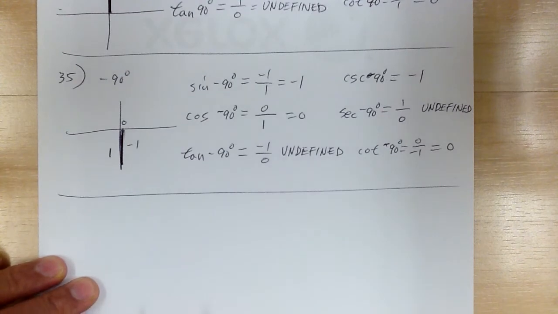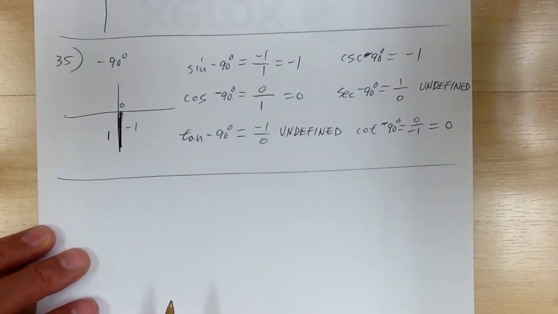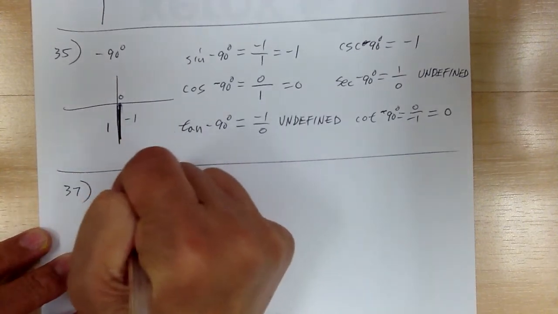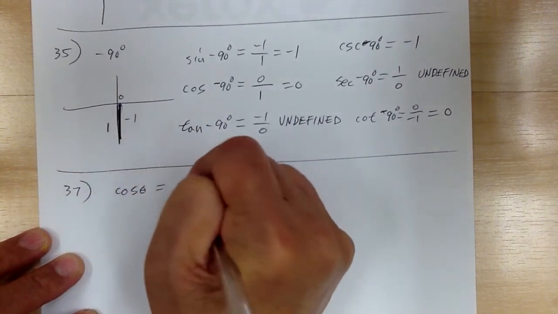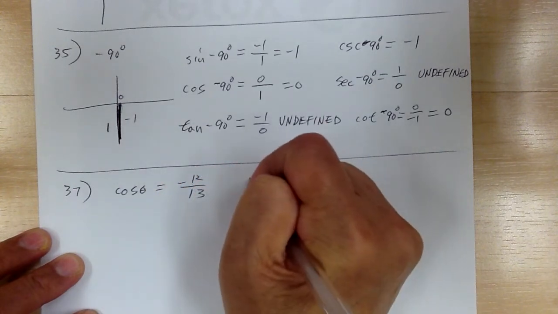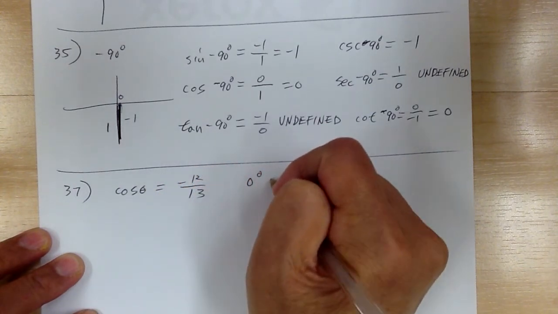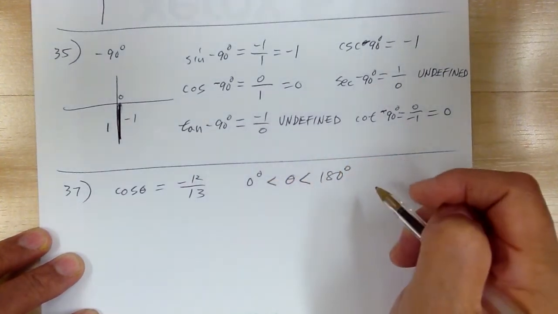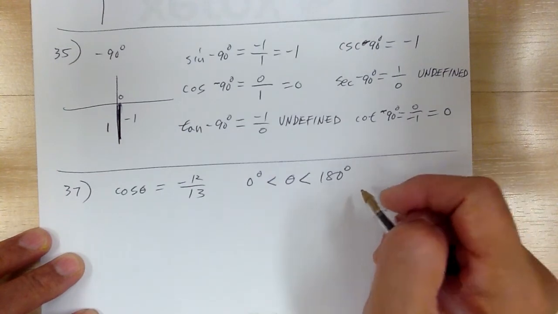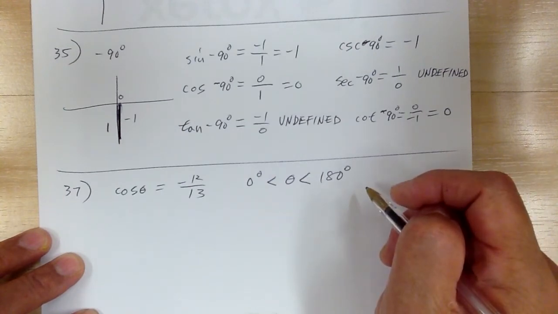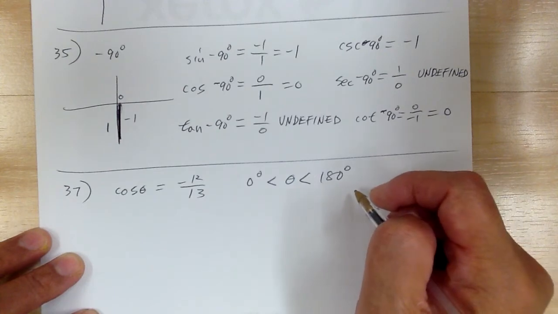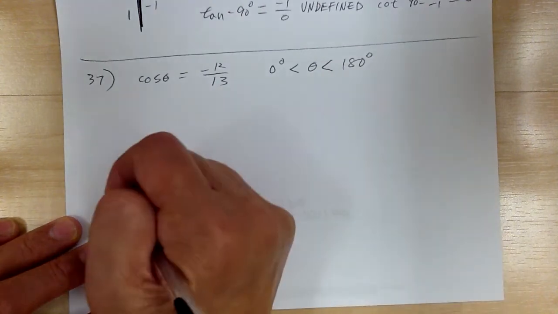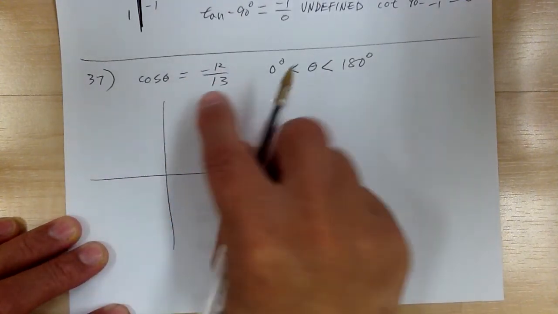Okay, so let's go to number 37. So you have cosine theta equal to negative 12 over 13, and the angle theta is between 0 and 180 degrees. And so this one you want to give what quadrant, and then you want to give the other five trigonometric ratios.